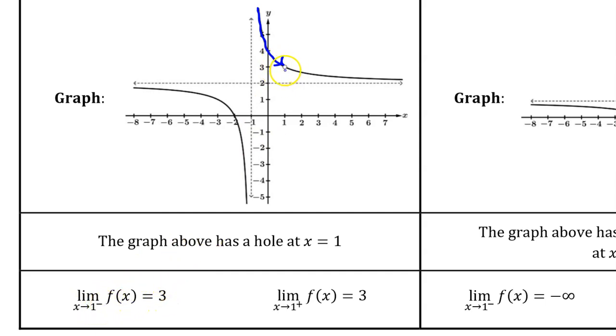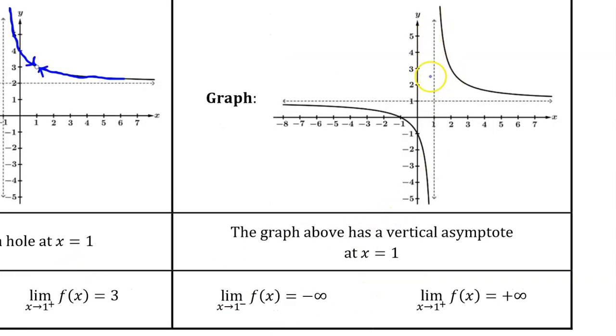When you have a hole, it's going to be the same limit from the left and from the right. As we approach an x value of 1 from the left, notice that again we are approaching a y value of 3. So we would say the limit as x approaches 1 from the right of f(x) is 3.